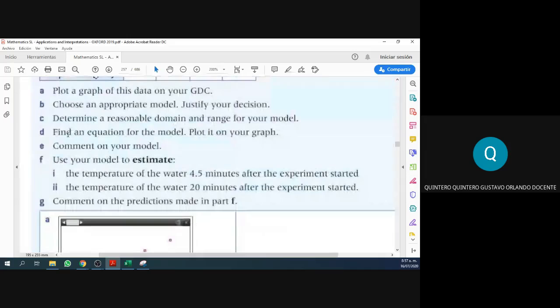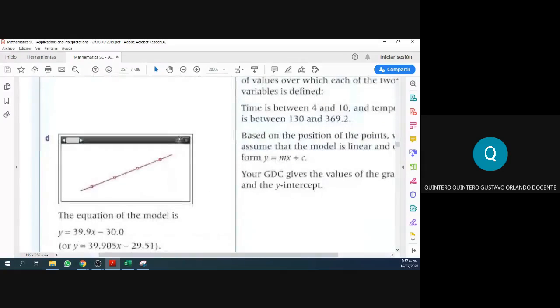All right, let's continue. D. Find an equation for the model. This is where the real mathematics comes in. Find the equation, right? This can be expressed in just one word: modeling. Right there, modeling. Finding the equation for the model. Okay, so this is what we do.